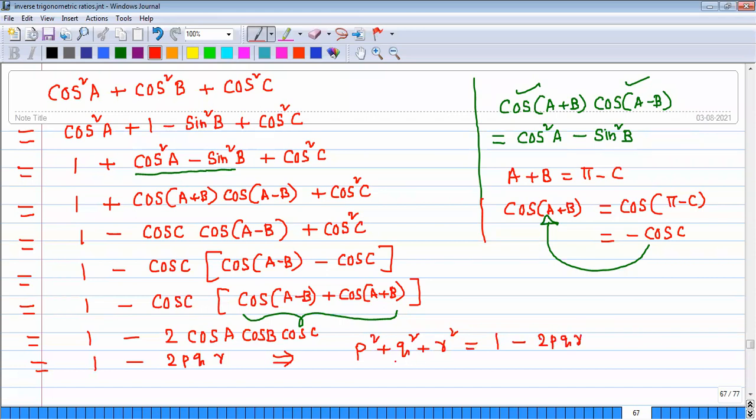But what we need to prove? P square plus Q square plus R square plus 2PQR is equal to 1. Bring minus 2PQR to the left hand side. Therefore, P square plus Q square plus R square plus 2PQR is equal to 1. Hence it is proved. So you might have recollected, here we have done this using the transformation chapter. That means compound angles. Once again, we need to emphasize the compound angle chapter as well as multiple and submultiple angle transformations. It's very, very important.